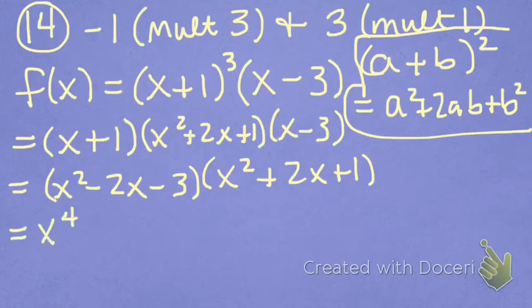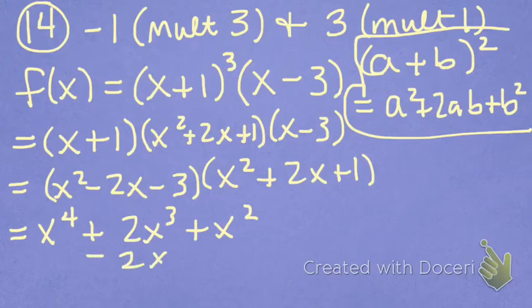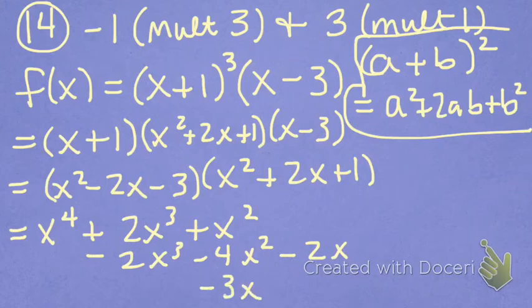x to the fourth plus, because we're distributing the x squared onto the second trinomial, 2x cubed plus x squared. Now we're going to distribute the minus 2x. Minus 2x would give us minus 2x cubed and minus 4x squared, and then minus 2x. And then we would distribute the minus 3 to get minus 3x squared, and then minus 6x, and then minus 3.